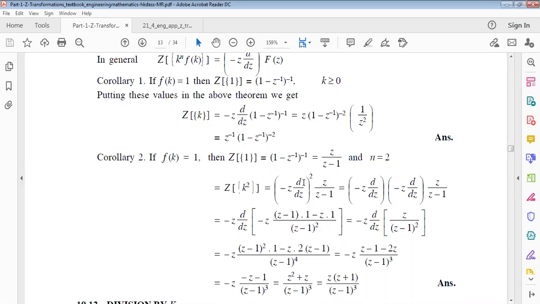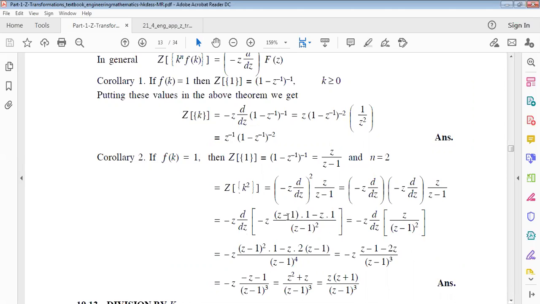Now this can be written as 2 times, actually this is the second order, of z divided by z minus 1. Now minus z d/dz can be applied using the u divided by v formula. The differentiation of u by v is v square in the denominator, and v into d/dx of u minus u into d/dx of v, right?